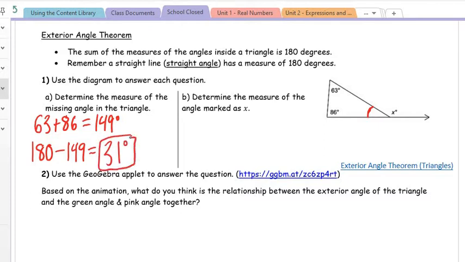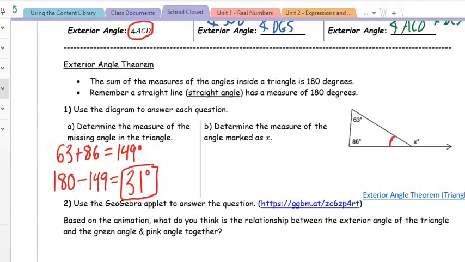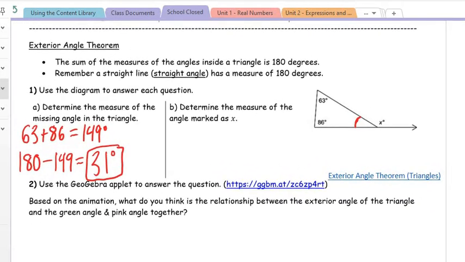So there's our missing angle measure. I'm just going to draw an arrow in because I don't quite have enough room, and I apologize for the screen sliding. So this angle is 31 degrees. Now we have to find the measure of the angle marked as X, and this is where that straight angle is going to come in. Notice the angle we just found, which is 31 degrees, and that angle marked as X form a straight line. That means they're supplementary. They add to 180 degrees.